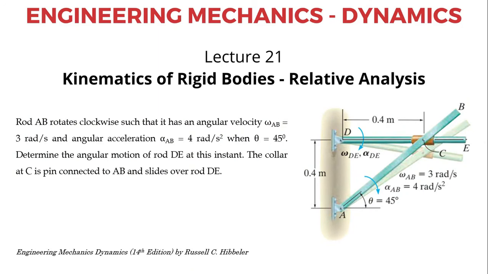Now here is a question. This question is from Hibbeler. Rod AB rotates clockwise such that it has an angular velocity omega AB equals 3 radians per second and angular acceleration alpha AB equals 4 radians per second square when theta equals 45 degrees. Determine the angular motion of rod DE at this instant. The collar at C is pin connected to AB and slides over rod DE.